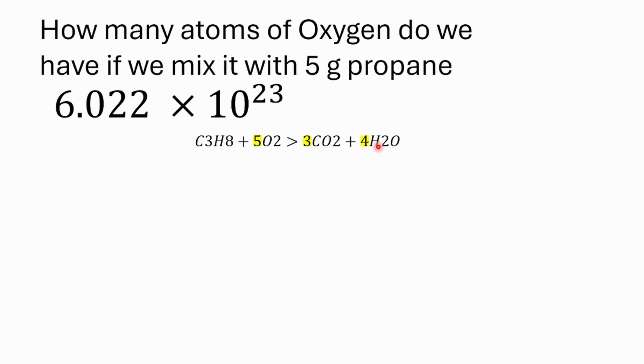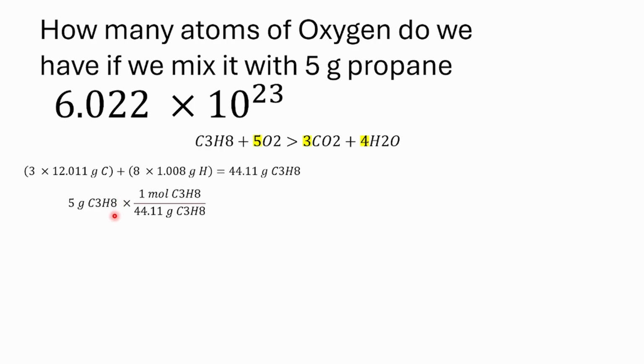Now, go back to that periodic table and molar mass. Obviously, there's 3 carbon, so we multiply the molar mass of carbon, which is 12.011 grams times 3, and then we add it with the 8 hydrogen, which is 1.008 grams times 8, and that gives us 44.11 grams of propane. Now we multiply it by original thing, which is 5 grams of propane.